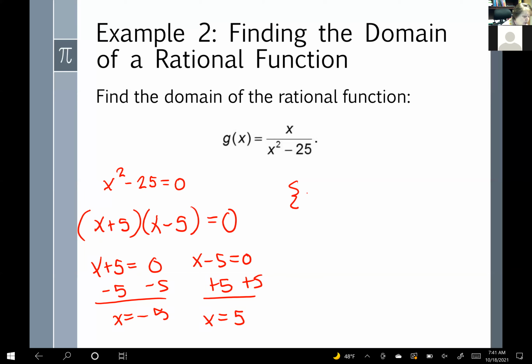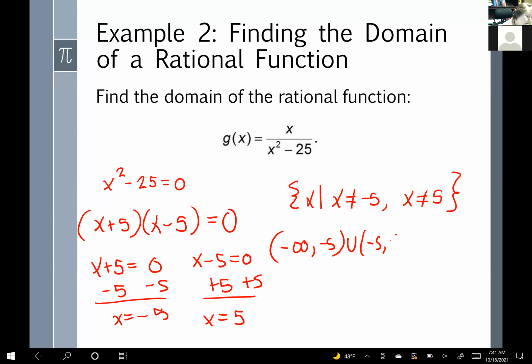So in set builder notation, x can be anything but, it can't be negative 5 or positive 5. So the set of all x such that x cannot equal negative 5, x cannot equal positive 5. Or in interval notation, we would have holes at both negative 5 and positive 5. So that would be from negative infinity to negative 5, in between negative 5 and 5, and from 5 to infinity. Anything but negative 5 or 5.